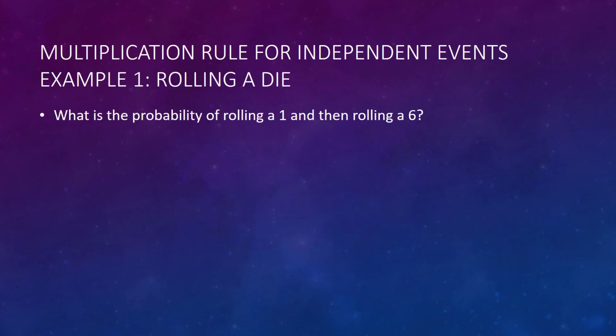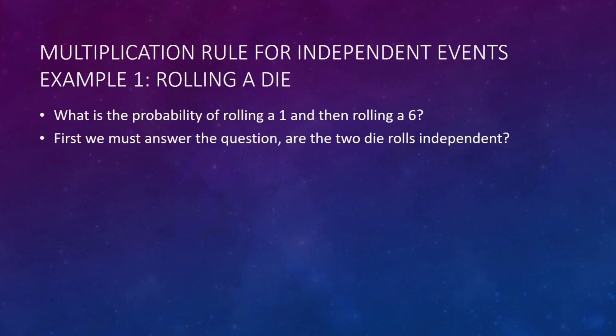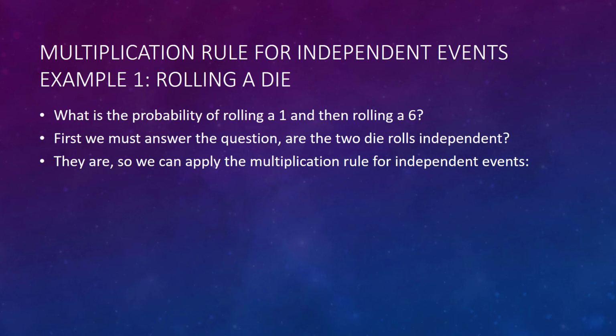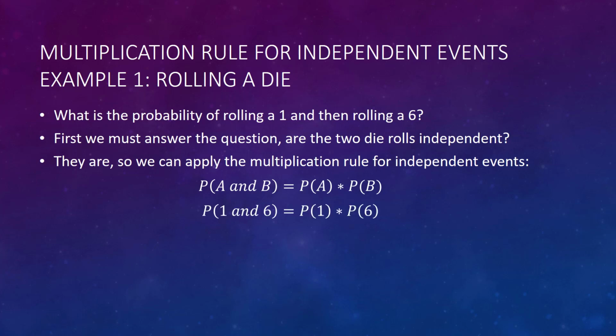Example 1, rolling a die. What is the probability of rolling a 1 and then rolling a 6? First, we have to answer the question, are these two die rolls independent? They are, as we said previously, so we can apply the multiplication rule for independent events. The probability of A and B is equal to the probability of A times the probability of B. Putting that into the context of this particular problem, we say that the probability of getting a 1 and then a 6 is equal to the probability of rolling a 1 times the probability of rolling a 6.